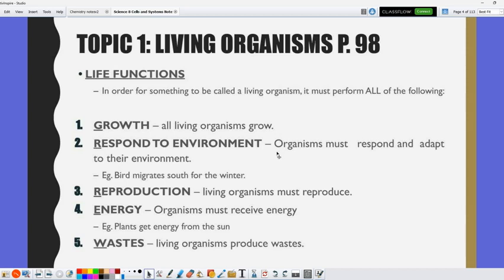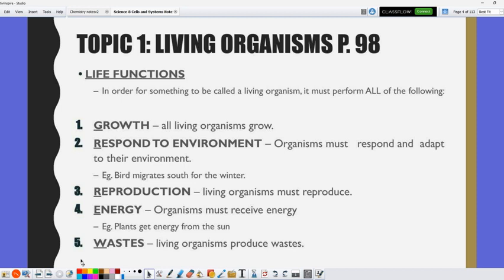They all have to be able to respond and adapt to their environment. For example, birds migrate south for the winter. They all need to be able to reproduce. They all have to somehow receive energy. So plants get energy from the sun. Other animals will eat food in order to get their energy. And they all need to be able to produce wastes.